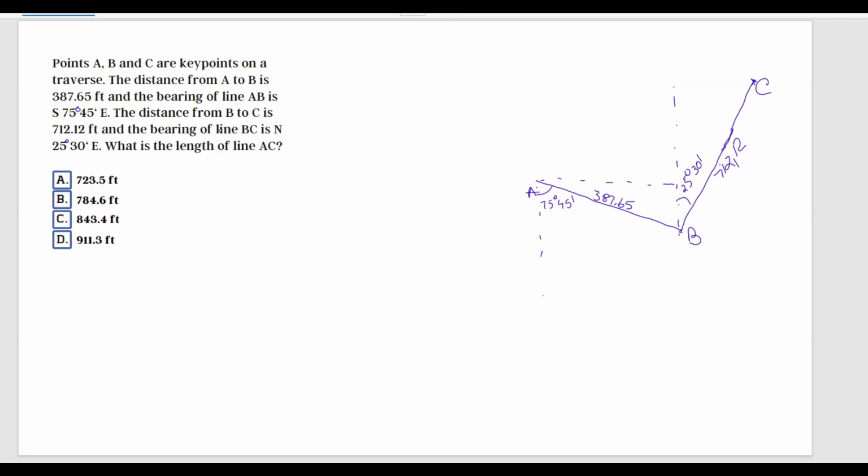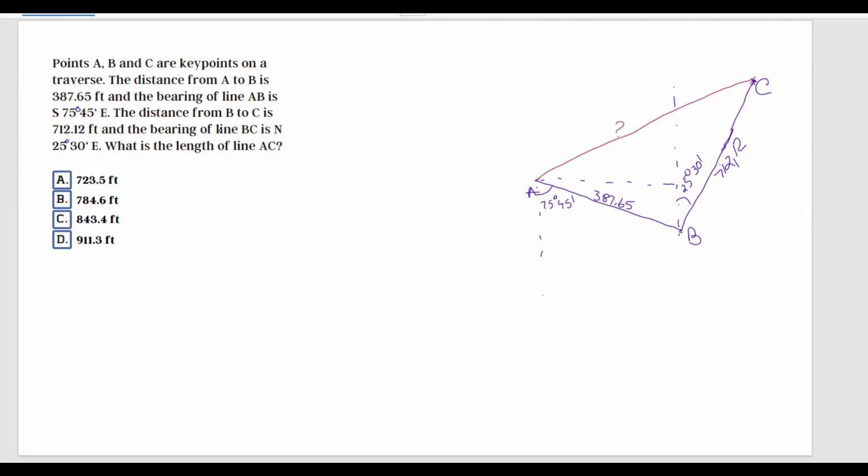Okay, and now we have to calculate the length of line AC. I'm going to connect A and C, and we have to calculate this length. Now let's pay attention to what we have. We have angles and we have distances. We know this angle is 25 degrees and 30 minutes.